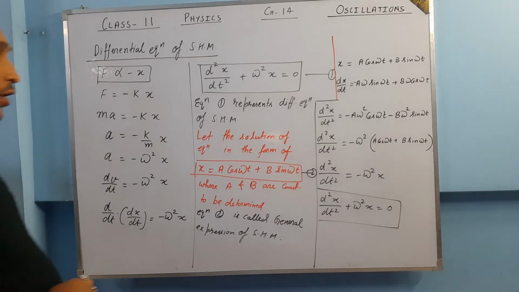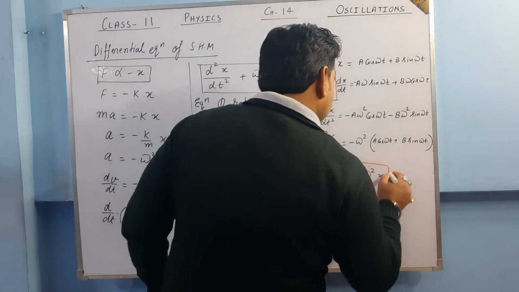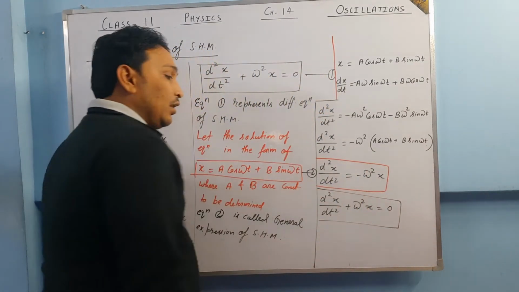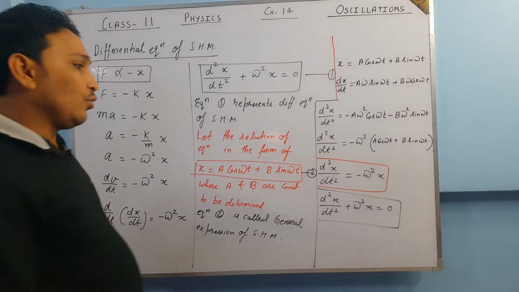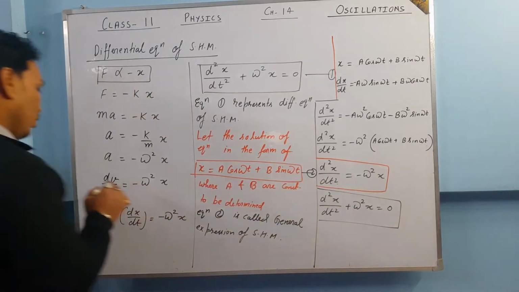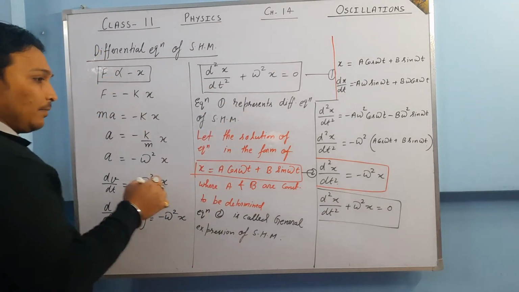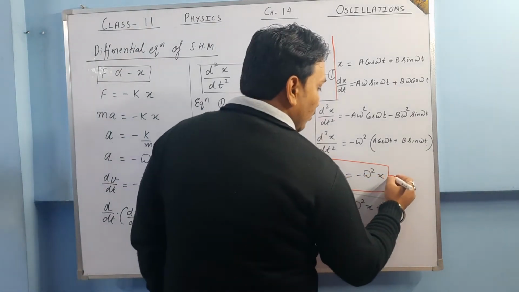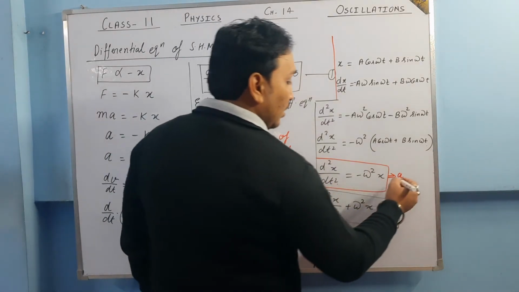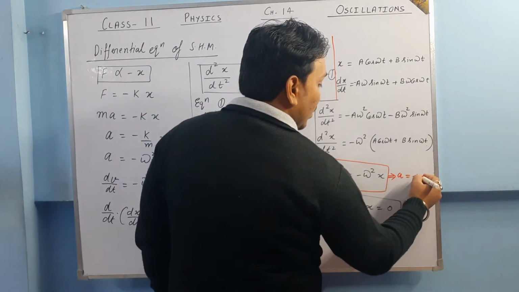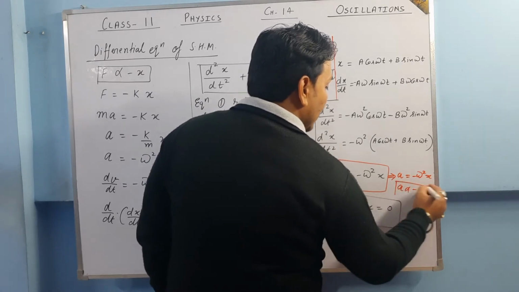One more thing very important from here we can conclude. Just see this equation: d square x upon dt square is equal to minus omega square x. That equation you can compare with this equation always, but let me make a modification over here. Since the double derivative of x is there, we can write a is equal to minus omega square x, or we can write a is proportional to minus x.